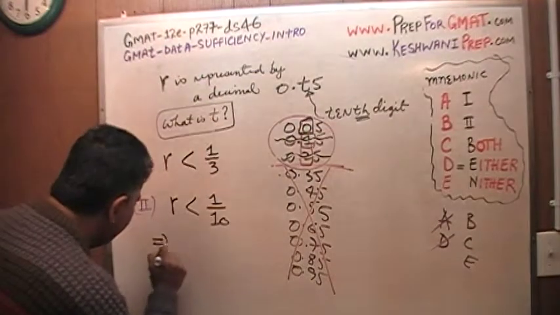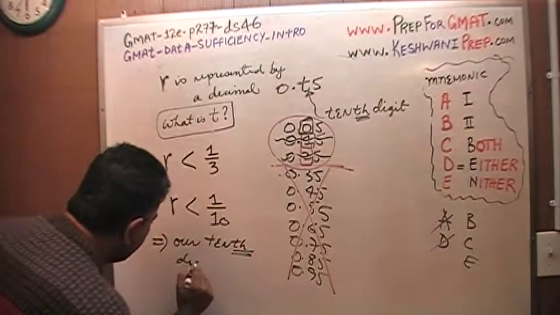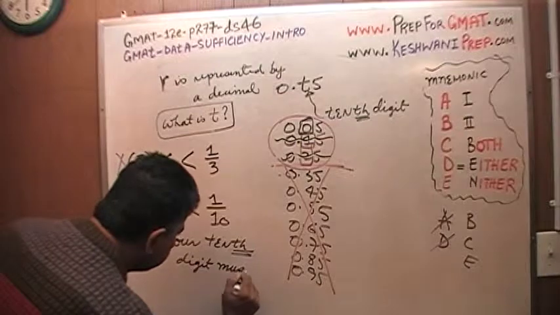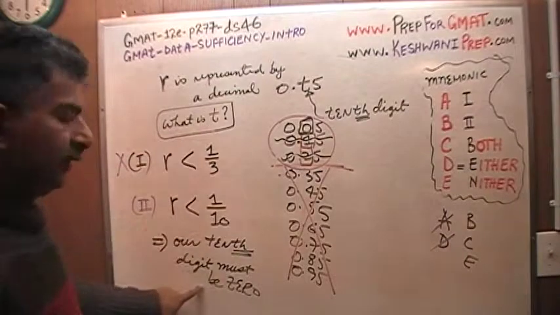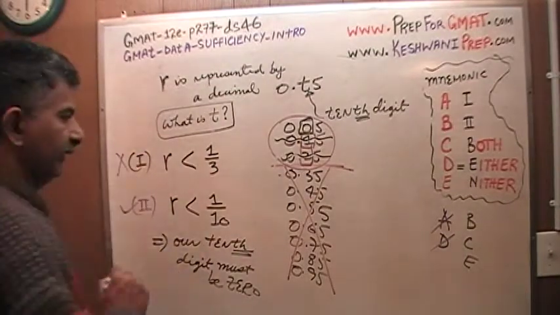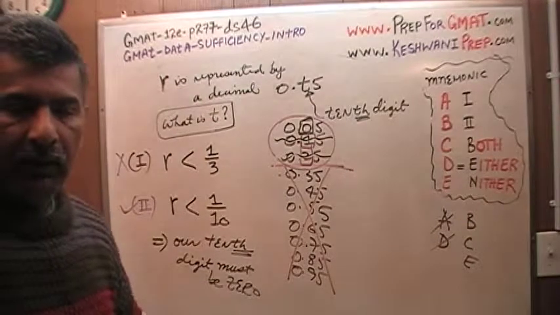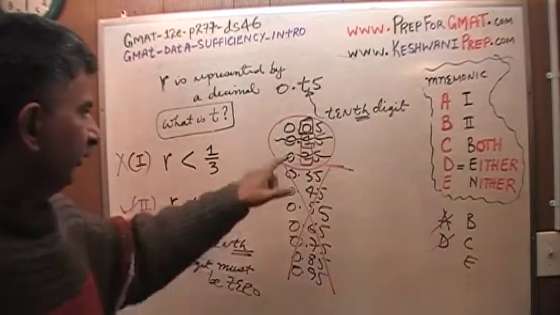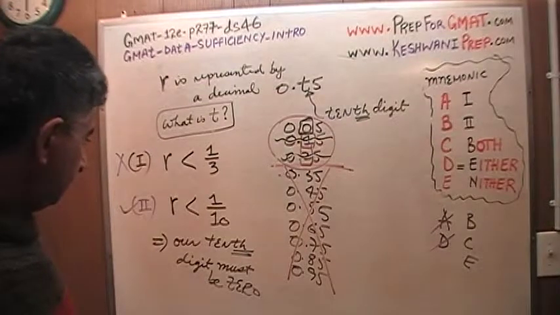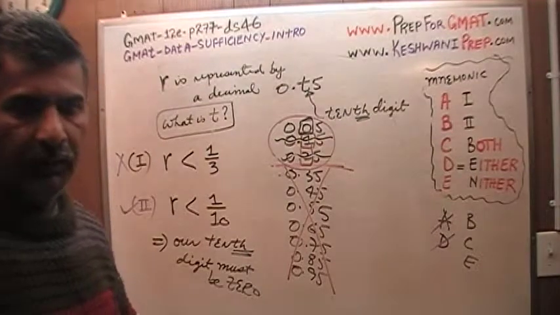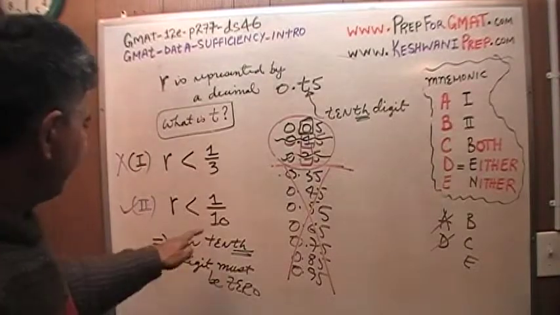This implies that our 10th digit must be 0. Of course, that was the question, what is t? T is 0. The second statement by itself is enough. But the first statement, as we saw a little while ago, by itself only narrowed down our possible scenarios to 3: 0, 1 and 2. But the second statement definitely tells us that t must be 0, because r has to be less than a tenth.